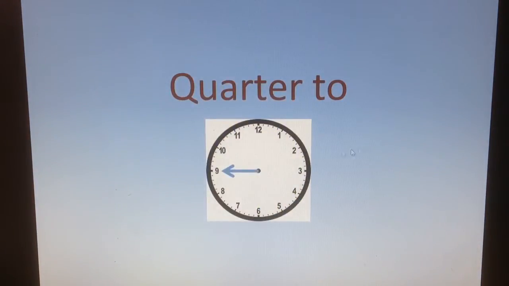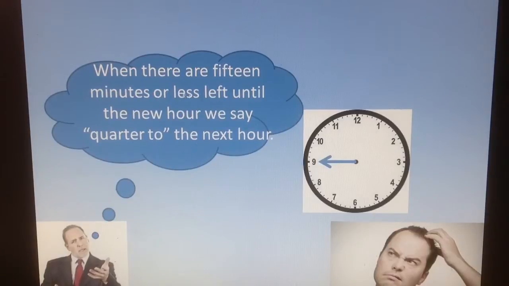The other tricky thing is quarter to. When the minute hand is at the 9, we can start talking about the hour that's coming next. Up to this point, before the minute hand reaches the 9, we don't talk about what hour comes next. We always talk about the current hour. But here we can start talking about the upcoming hour, the hour that comes next. So when there's 15 minutes or less left until the new hour, in other words, when the minute hand is here or getting closer to the 12, somewhere in this quarter of the clock, we say quarter to, the next hour.